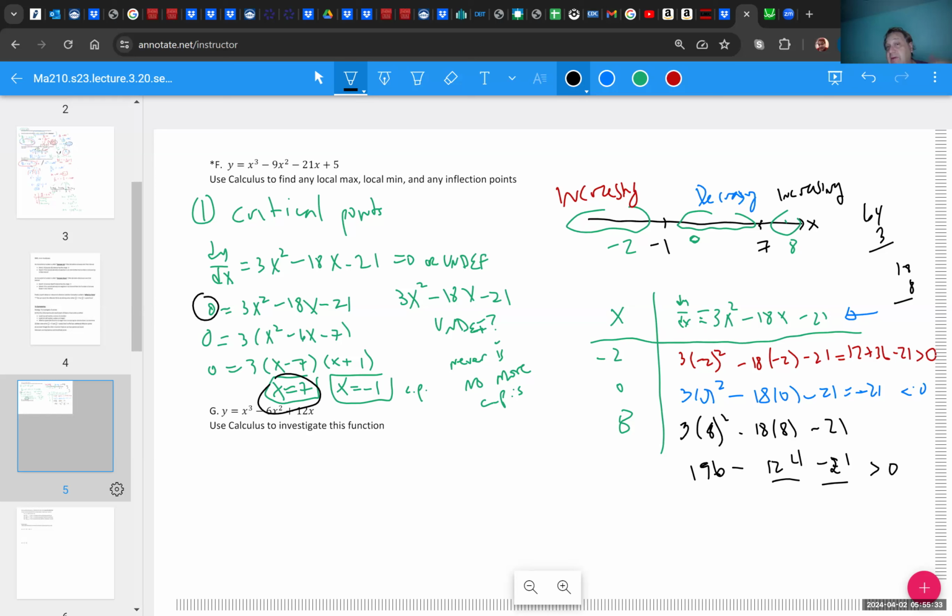So it goes increasing to decreasing. What goes increasing to decreasing? Well, that's called a local max. And what goes decreasing to increasing? That is called a local min.